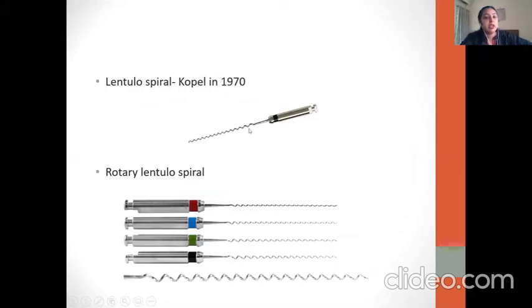Lenticular spiral, okay. The name itself suggests there are spiral threads on the end of the lenticular spiral. You can see it is like a spring. Can you see it, everyone? Yes, ma'am. Now, what you see in the first picture is a rotary lenticular spiral. It is available in a hand lenticular spiral method also.